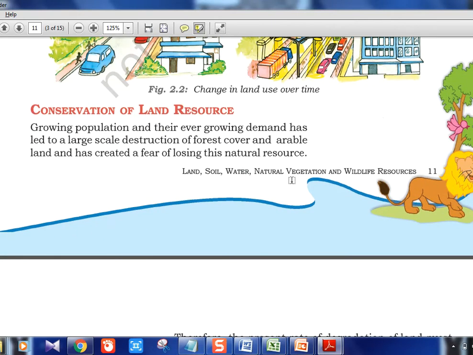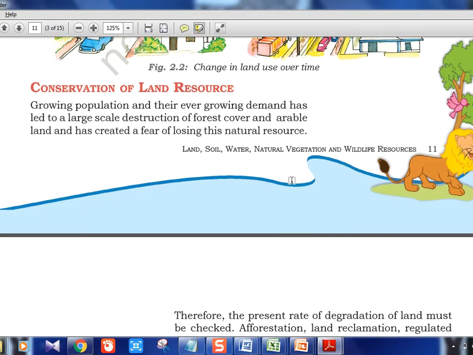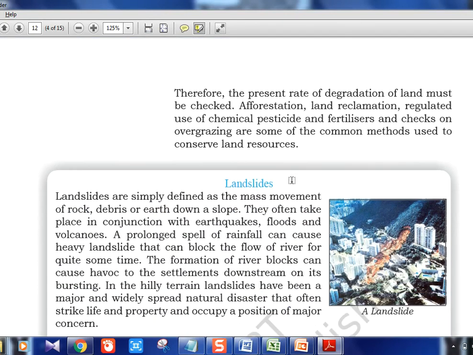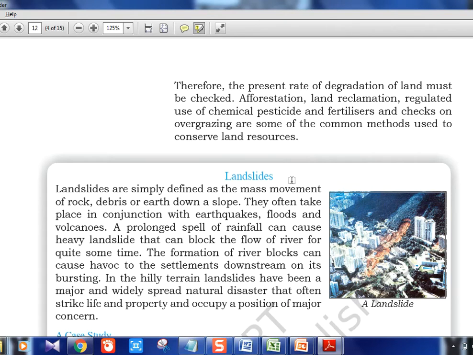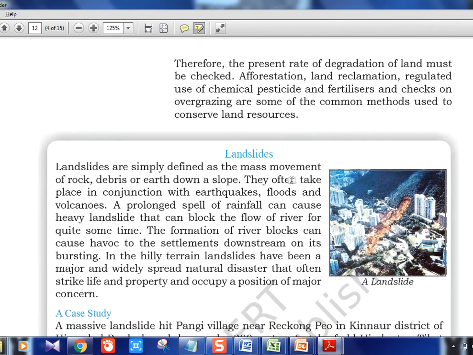Conservation of land resource. Growing population and their ever-growing demand has led to a large-scale destruction of forest cover and arable land, and has created a fear of losing this natural resource. Forests are being cleared by people. Humans are always destroying places and then not even thinking to replace it with another forest. That is why we have new rules. CAMPA rules are in the news, compensating the afforestation. That is there in the news.